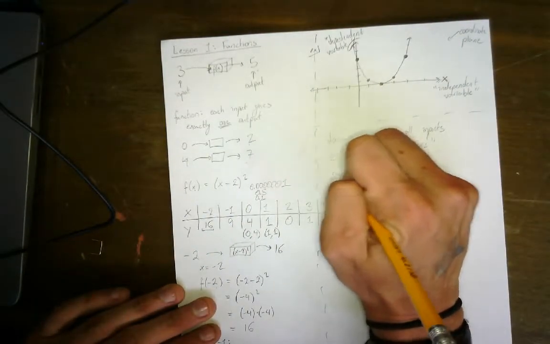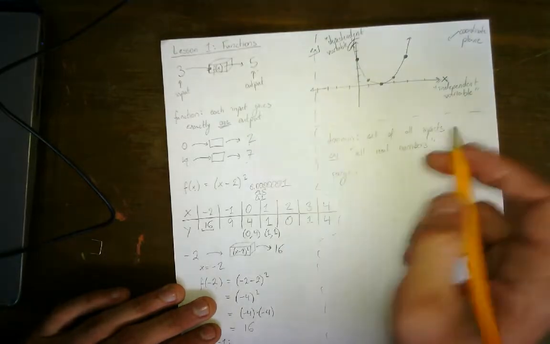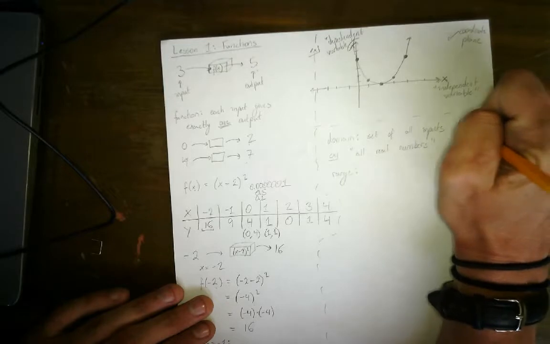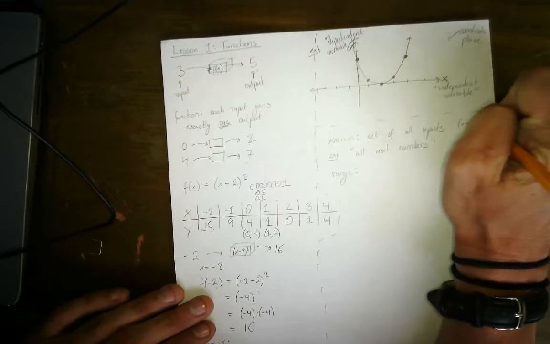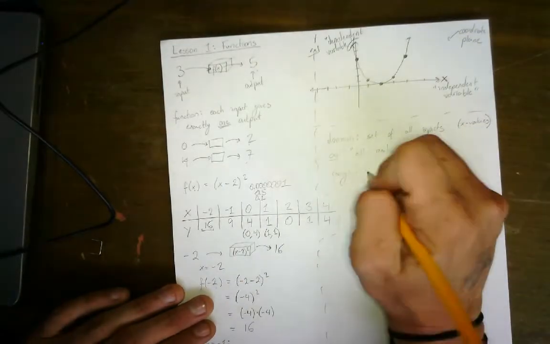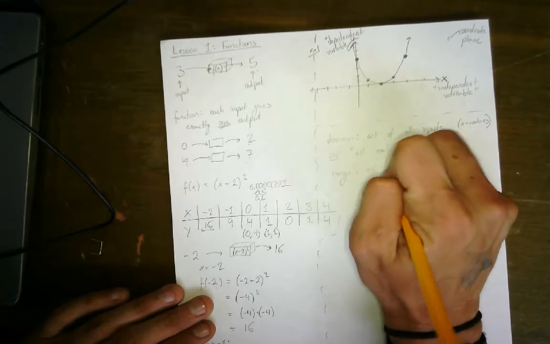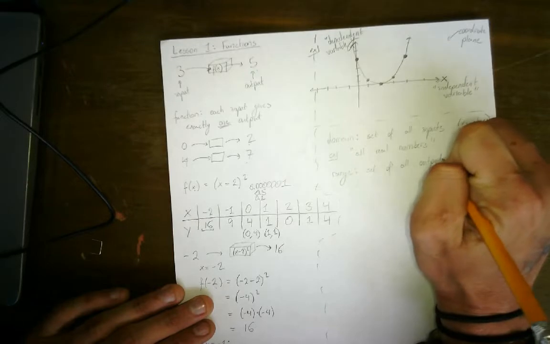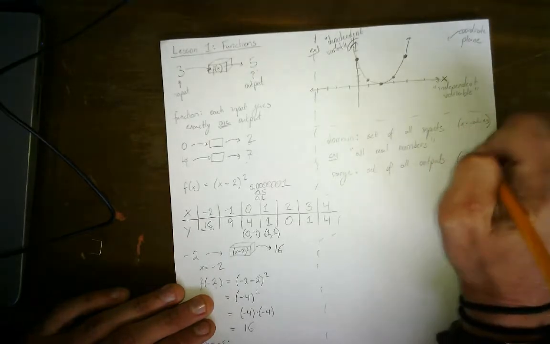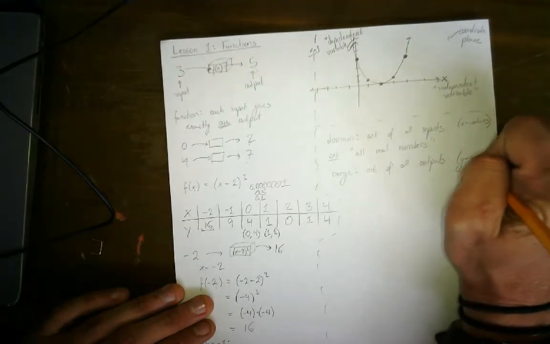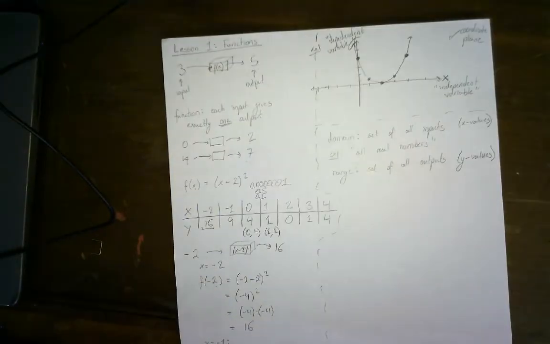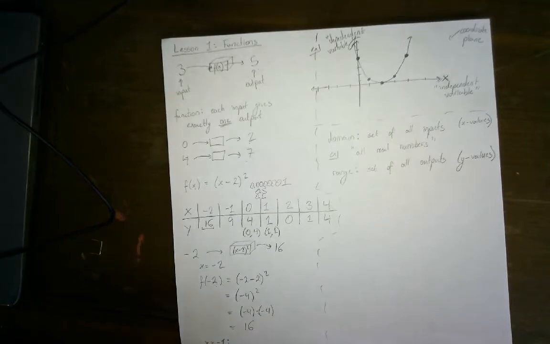Another thing we have here is range. So the domain is a set of all inputs. We can think of that as being our x values. And our range is going to be the set of all outputs. Or in other words, if I were to talk about my y values, how would I set that up as an inequality or as a bunch of these values?